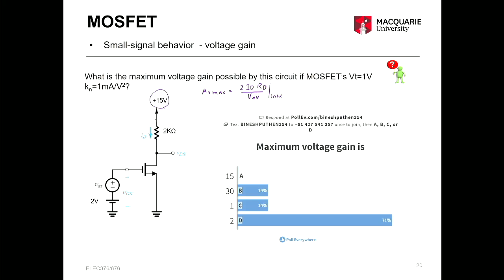For small values of ID, IDRD will be small. For the maximum possible ID through this MOSFET, the whole 15 volt will be dropped across here, and there will be 0 voltage across the output, right? So IDRD would be the maximum, and maximum is 15 volts.